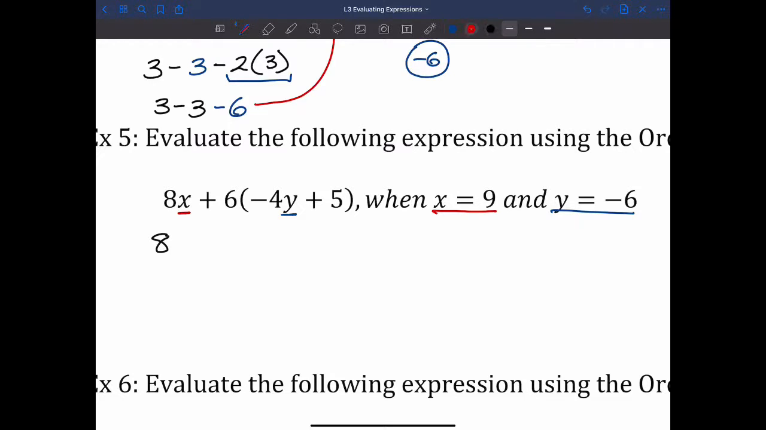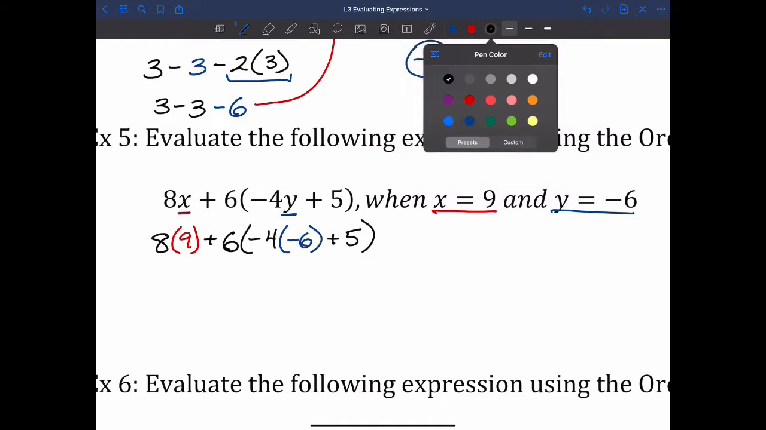So in this one, that's going to look something like this. We're going to have 8 times that 9 plus 6, some parentheses with a -4, and then a -6 that's multiplying with it, and then plus 5. All right, so this looks like a bit of a mess. We're going to take it one thing at a time, just like always.